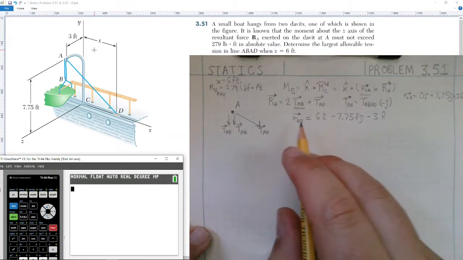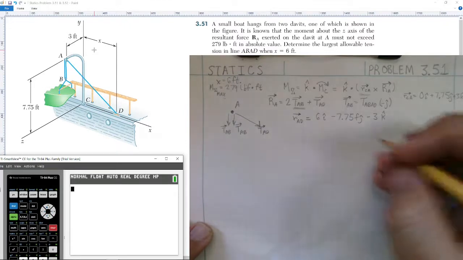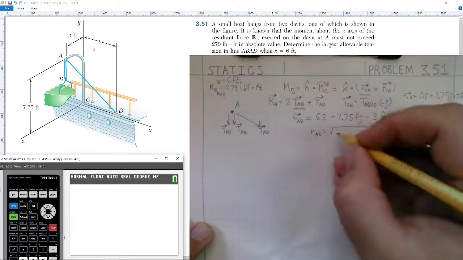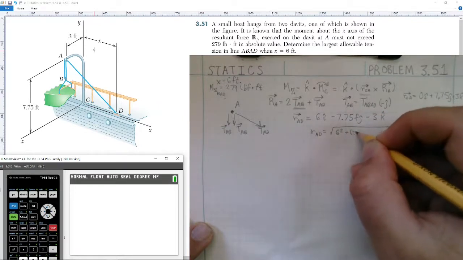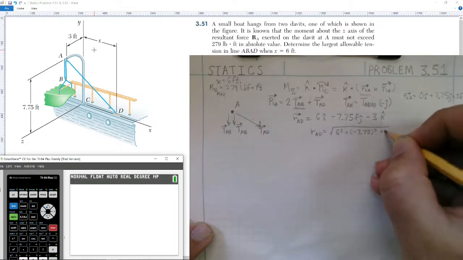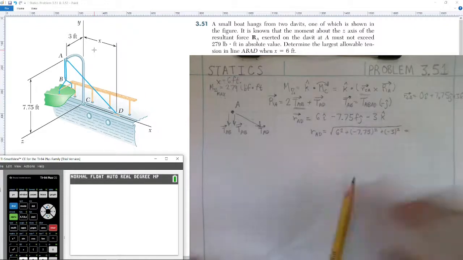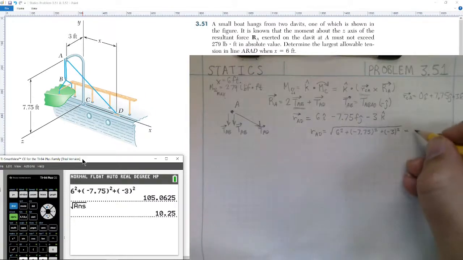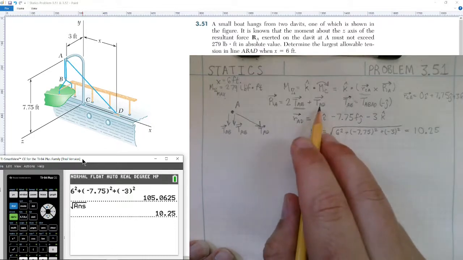Good. Now we need to figure out what the distance is from A to D. So we figure that out by doing the magnitude formula, which is the distance formula, where we simply square each component, add them together, and take the square root. So we have 6 squared plus, in parentheses, negative 7.75 squared plus, in parentheses, negative 3 squared. So going to our calculator app, we would have 6 squared plus negative 7.75 squared plus negative 3 squared. We'll take the square root of this number, and we get 10.25 as our distance from point A to point D.